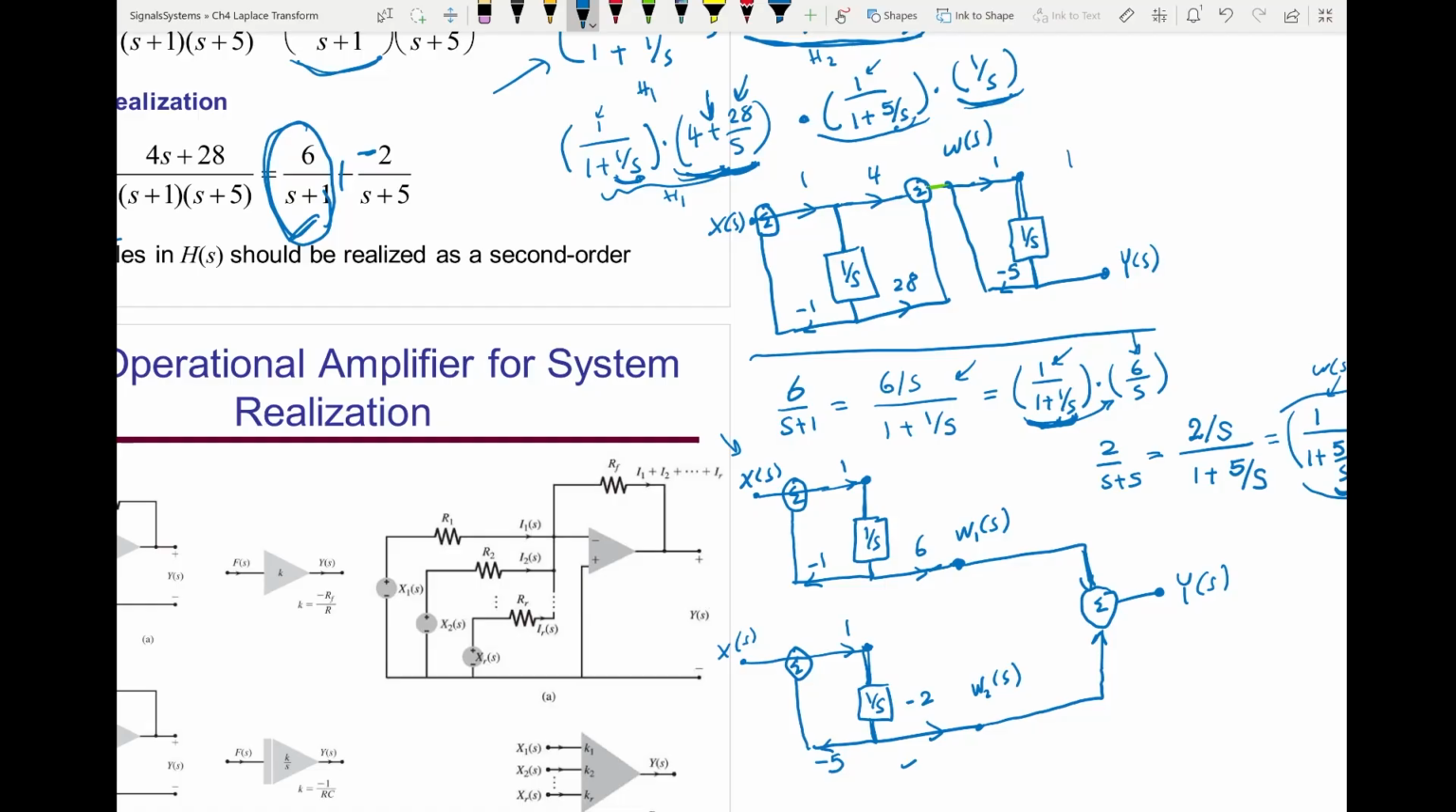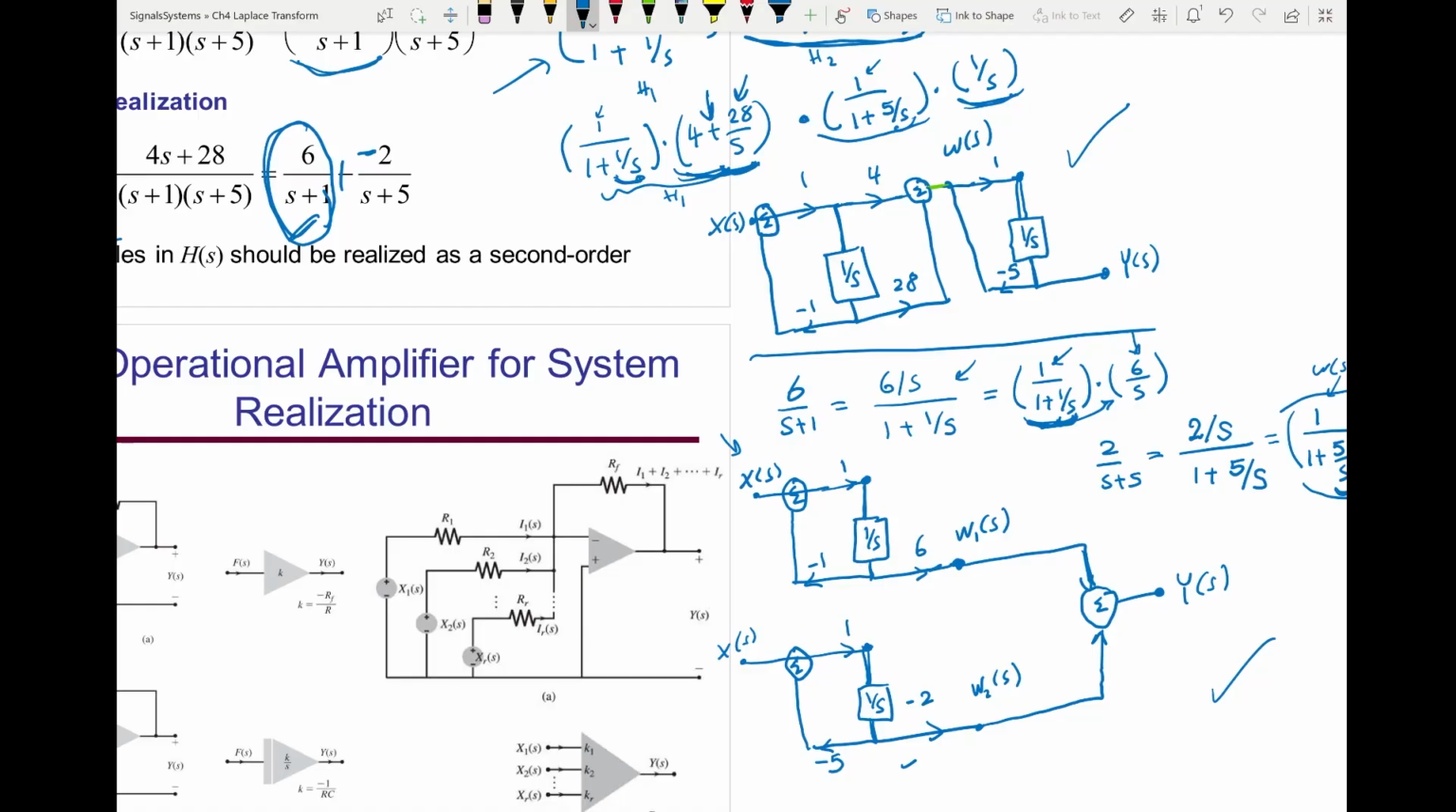This is cascade realization of the same system. This is parallel realization. Which one is better? In terms of component, they probably have the same, 2 integrator, 2 summing, and this is 3, so not much difference.